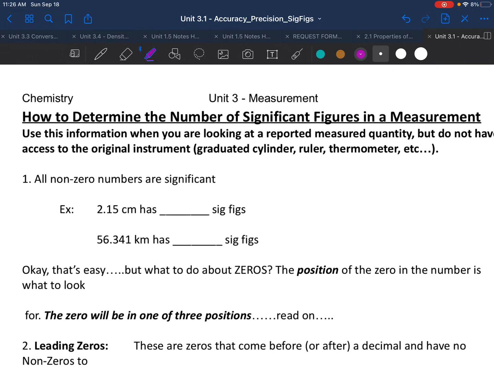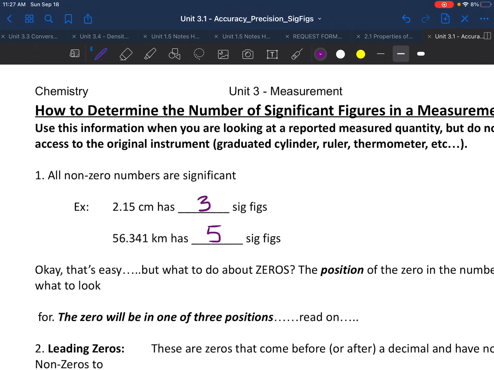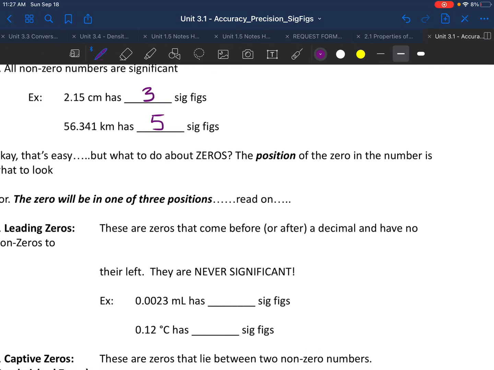So, all non-zero numbers are significant. This is the easiest rule. So if anything is not a 0, it's significant. So the first example of 2.15 centimeters therefore has 3 significant figures. The bottom one has 5 numbers that aren't 0, so it has 5. So where things get tricky has to do with the zeros. So I'll go through each specific scenario.